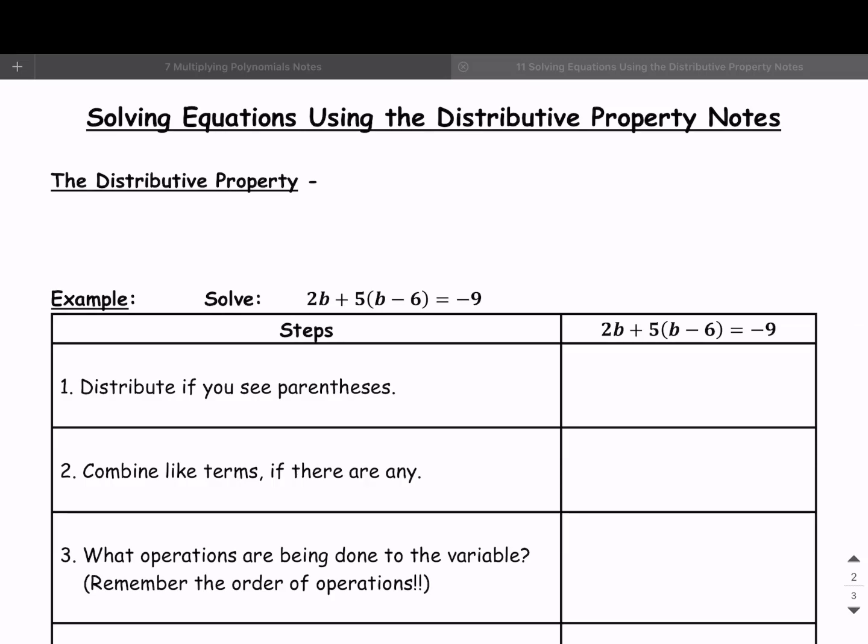Before we can use the distributive property, let's make sure we know what the distributive property is. That would be saying something like the quantity A times the quantity B plus C. That's when we distribute and say A times B is AB plus A times C is AC. We distribute the multiplication over the addition. Okay, so does everybody remember that?